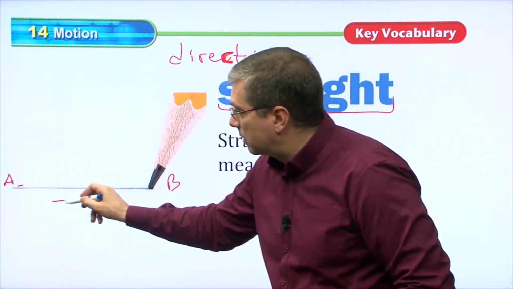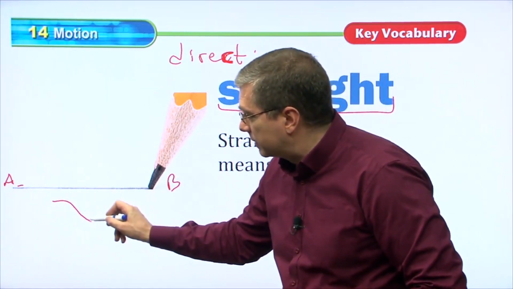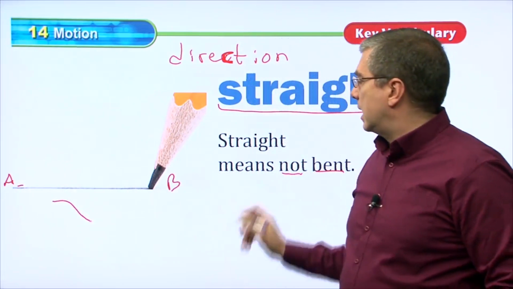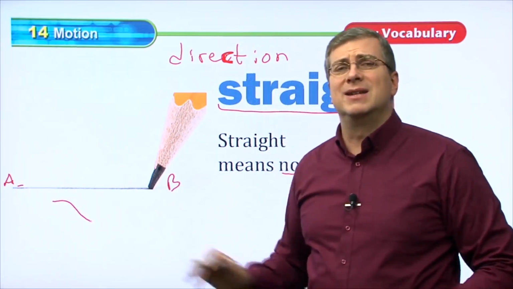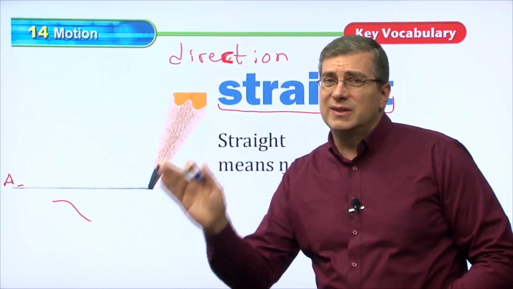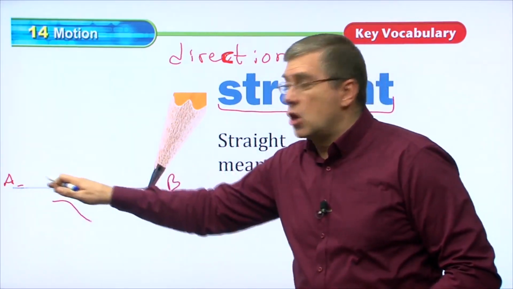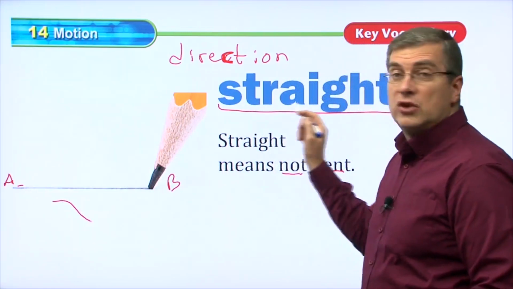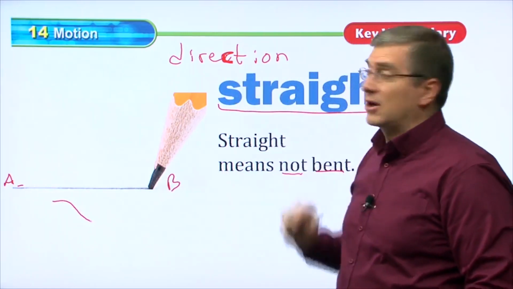Bent would be like, you know, this. That's bent, okay? That would be bent. There's no bend. It's straight, a straight line, not bent. There's no bend in the direction. The direction stays the same the whole time. There's no change in direction. The direction stays the same. It is going straight. That's the direction.